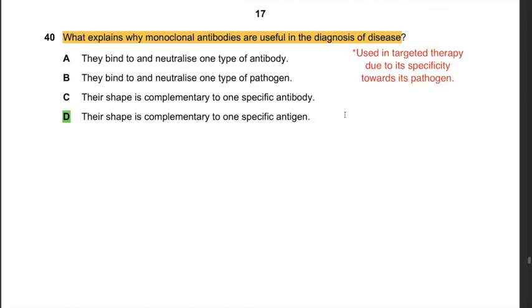Answer B, they bind to and neutralize one type of pathogen, does not explain why they are useful in diagnosis of disease. Answer D is more specific. Therefore, answer D does explain their use in the diagnosis of disease.